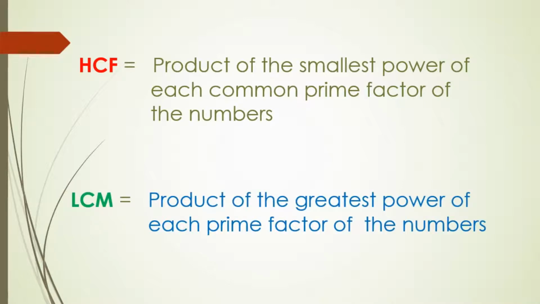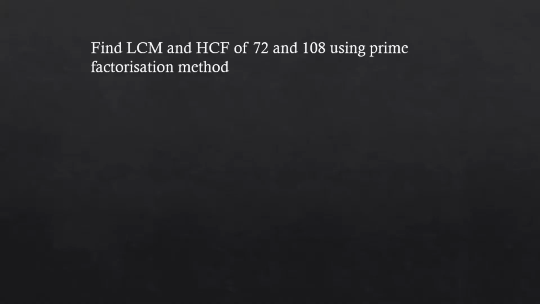And in the same manner we find LCM, the product of the greatest power. So observe the difference: smallest power for HCF, greatest power of each prime factor for LCM. In the HCF we use each common prime factor. Here we use each prime factor of the numbers. I will explain all these things by means of an example. With the help of prime factorization, or the fundamental theorem of arithmetic, we are going to find LCM and HCF. Example: find LCM and HCF of 72 and 108 using the prime factorization method.